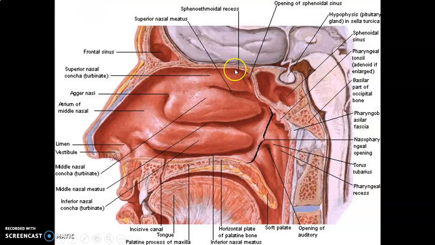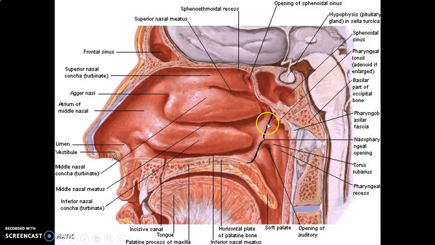So the roof, you have part of sphenoid bone, frontal and nasal bone. The lateral wall formed by the concha, you have superior, middle, and inferior concha, and these are separated by meatus that are in between: the superior meatus, the middle meatus there, and inferior meatus below. Then the medial part of the nasal cavity is formed by the nasal septum, which is not in this section, and the floor is formed by palatine process of the maxillary bone and horizontal plate of palatine bone.